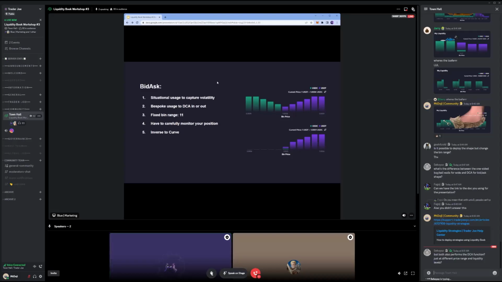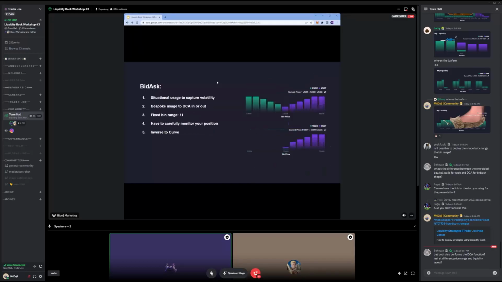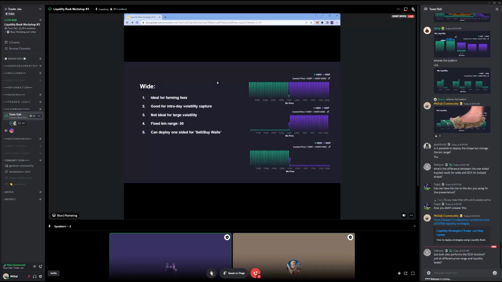So with bid ask, you're deploying liquidity over a shorter range of bins, and there's a gradient to your liquidity as well. If you use wide and you want to deploy a sell or a buy wall, you're essentially covering 25 bins in a uniform approach. So it would cover a larger price range automatically. You can call this a slightly less risky approach to deploying a DCA in strategy via bid ask, because you're spreading out the price range that you're covering liquidity on.